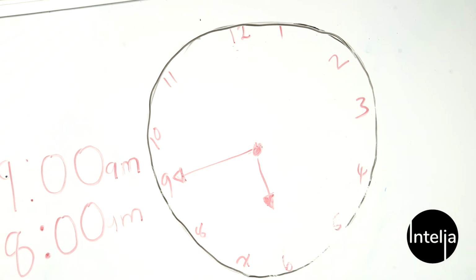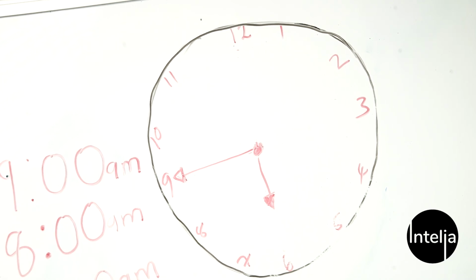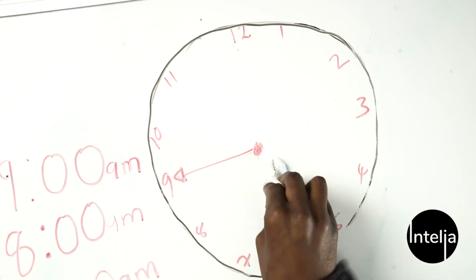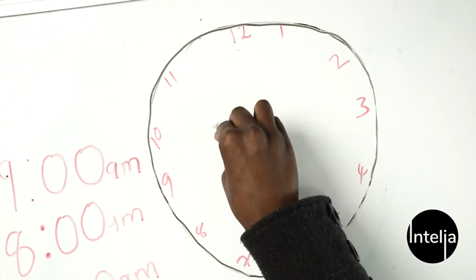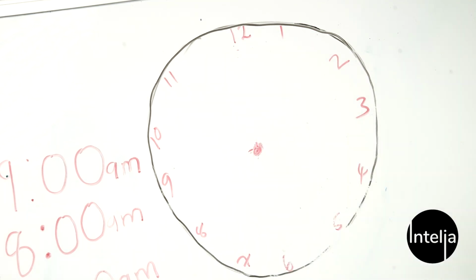So you write it like this: 9:30 AM, like this. You see, it's perfect like this. So this is how you write your AM each and every time. So let's move on to our PM.